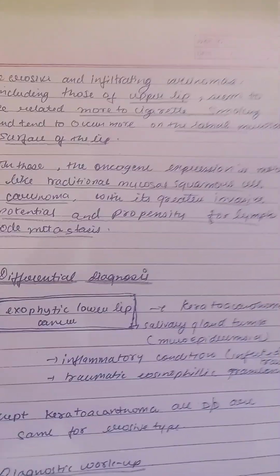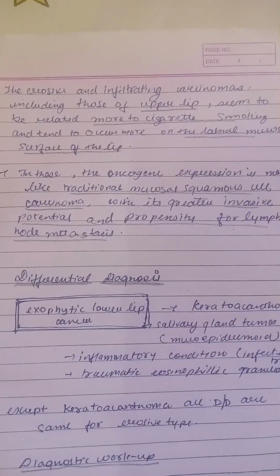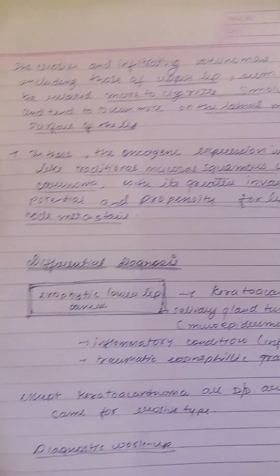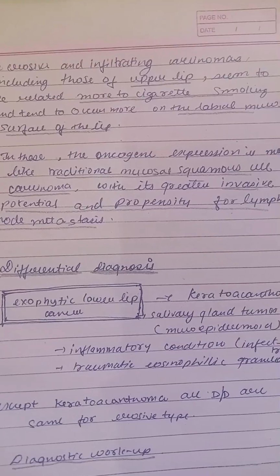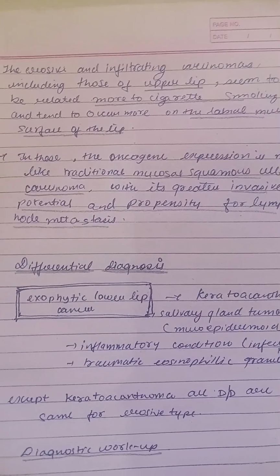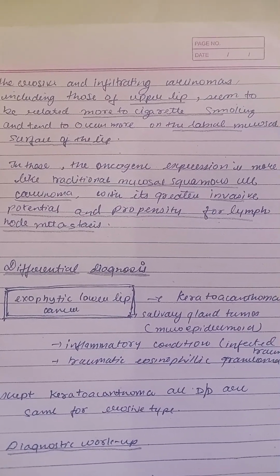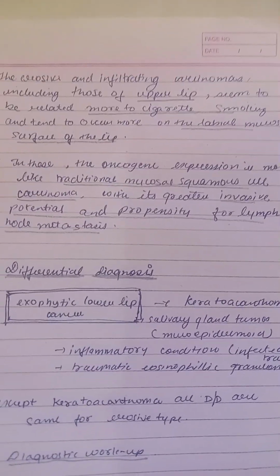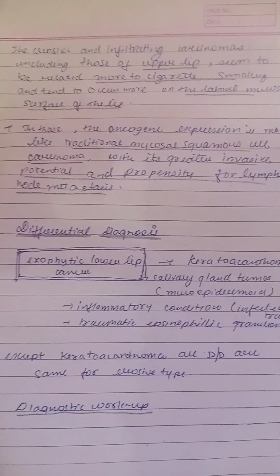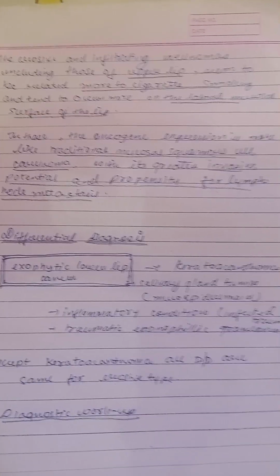Now the erosive and infiltrative carcinoma of the lower lip, including those of the upper lip, seem to be more related to cigarette smoking. So the main etiology for the upper lip and the eroding, destructive type of lower lip carcinoma is cigarette smoking, and they occur mainly on the labial mucosal surface of the lip. In these, the oncogene expression is more like traditional mucosal cell carcinoma.